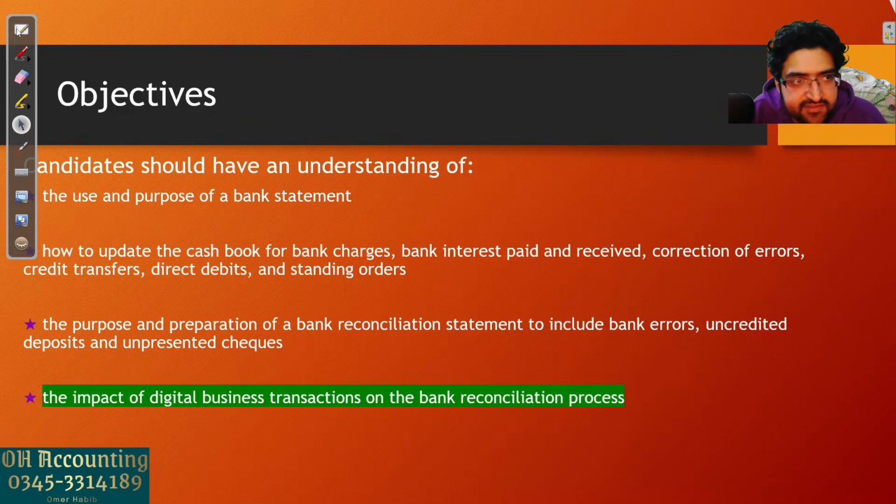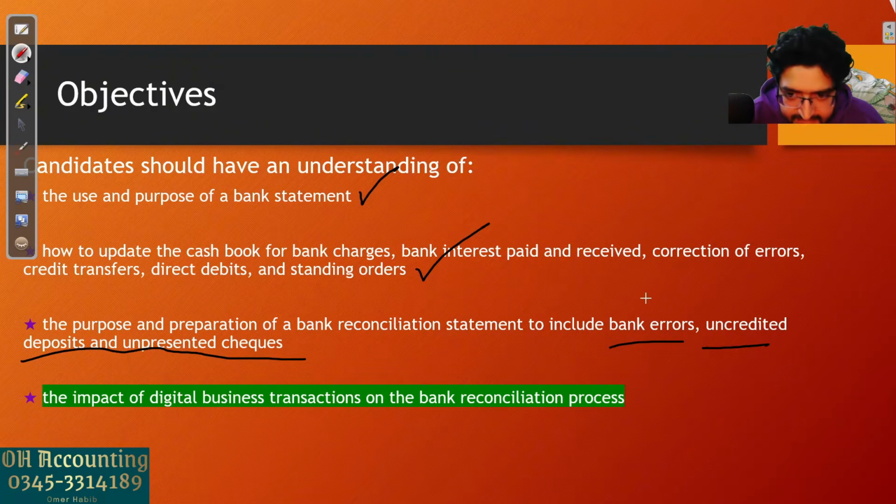Let's look at the objectives now. Okay? They wanted us to know the use and purpose of the bank statement, which we have done. How to update the cash book for bank charges, bank interest paid and received, correction of errors, credit transfer, direct debits and standing orders. We have done that. This is the updating of the cash book. Then to prepare the bank reconciliation statement to include bank errors, uncredited deposits, and unpresented checks. Okay. Errors can also be given in the questions, but they will vary from question to question. If there is any, you just do the correction there and then.